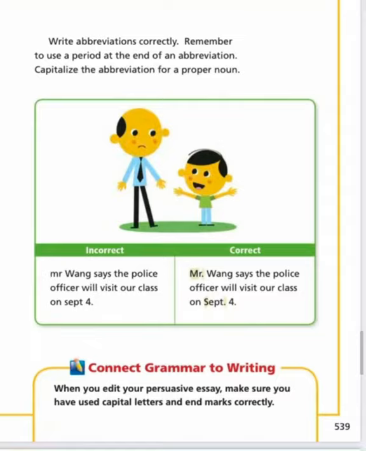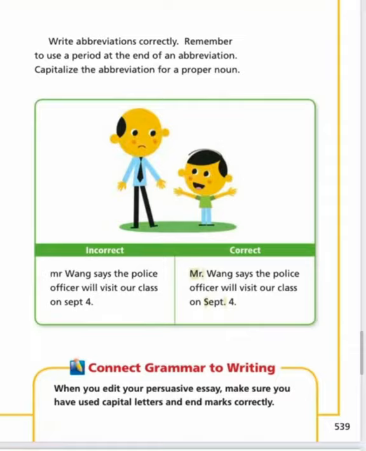Write abbreviations correctly. Remember to use a period at the end of an abbreviation. Capitalize the abbreviation for a proper noun. Incorrect: Mr Wang says the police officer will visit our class on SEPT 4. Correct: Mr. Wang says the police officer will visit our class on Sept. 4.